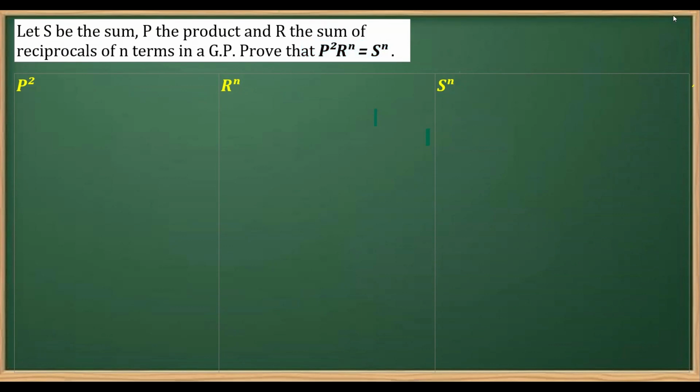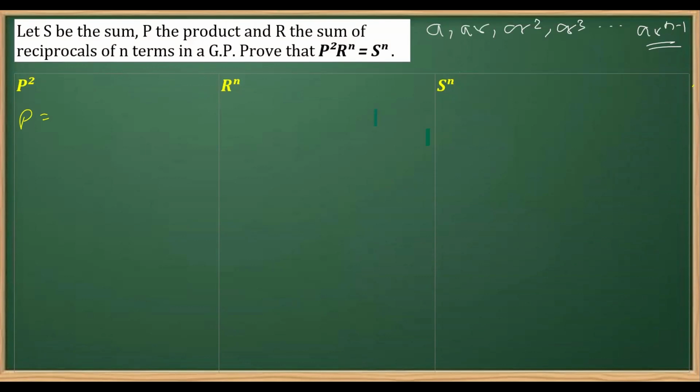So what we'll do, let's say I take the GP as a, ar, ar square, ar raised to the power 3 and so on up to ar raised to the power n minus 1. As you know, the nth term of a GP is this. So in the first case, we have to obtain the product. First I'll obtain P and then we'll obtain P square.